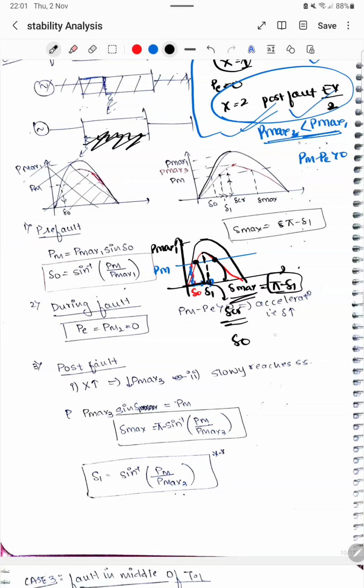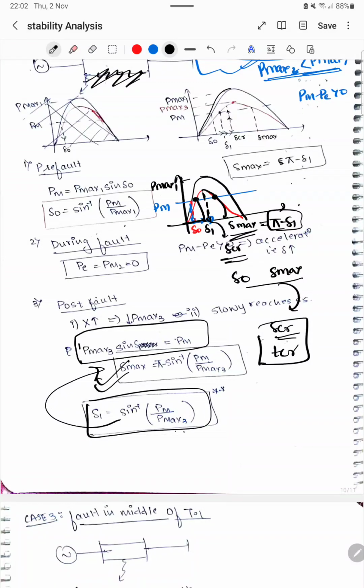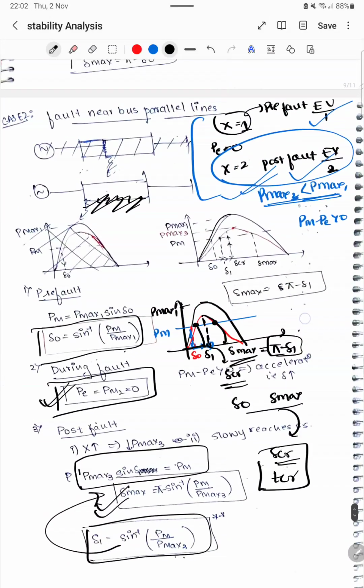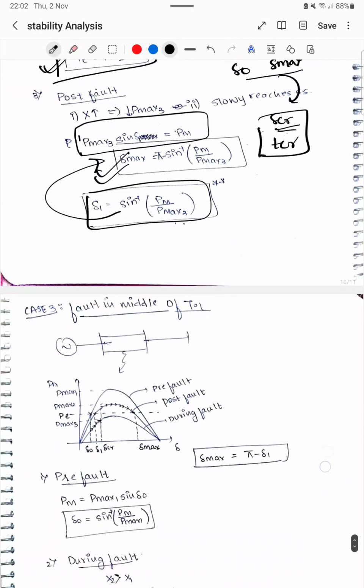You know del naught, you know del max. If you know these, you can clearly find out del CR using the formula. If you know del CR, again tCR can be found out. So that's what is written here. You will equate Pmax to Pm at some point. That will give you the value of del 1. Once you get del 1, pi minus del 1 is nothing but del max. Del 0 is already known. The point to take care of here is Pm2 equals 0. So while using the del CR formula, you will be making Pm2 to be 0.